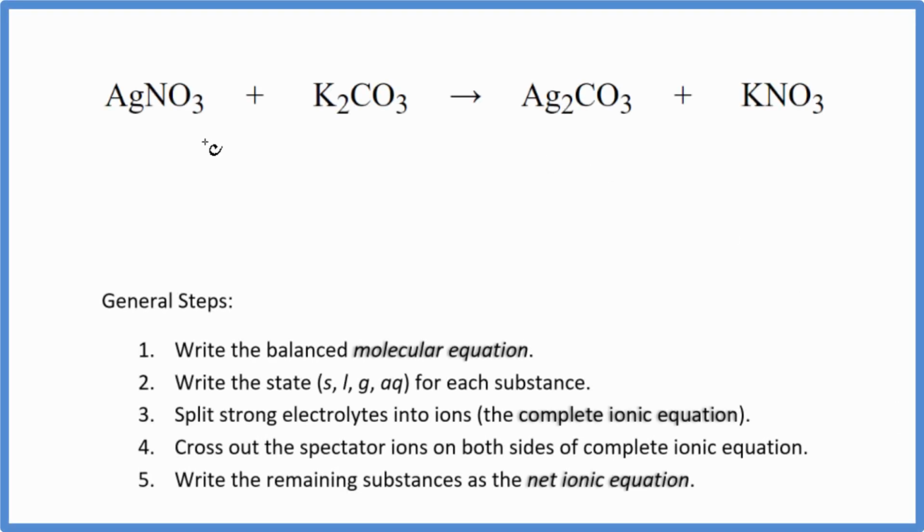In this video, we'll write the balanced net ionic equation for AgNO3 plus K2CO3. This is silver nitrate plus potassium carbonate. So the first thing we need to do is balance the molecular equation.